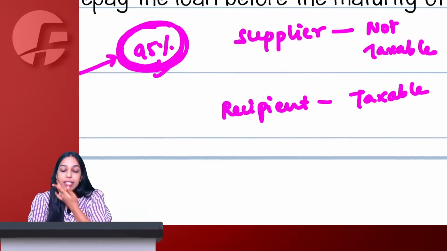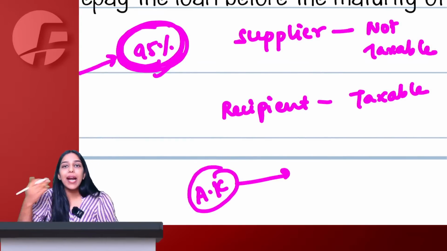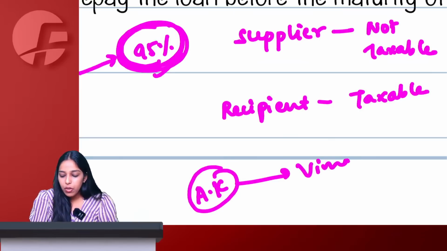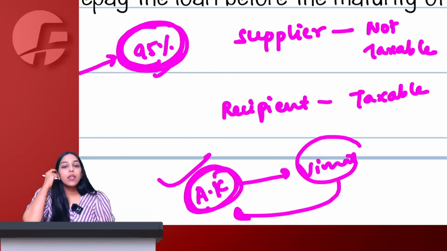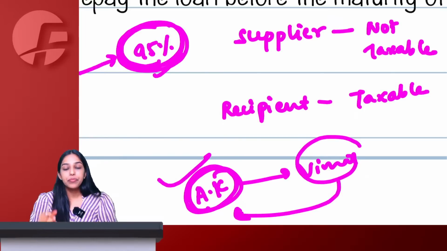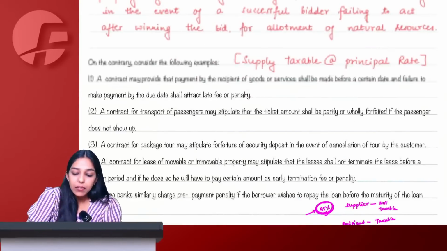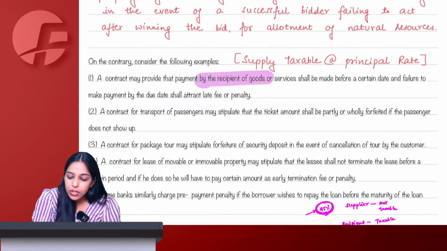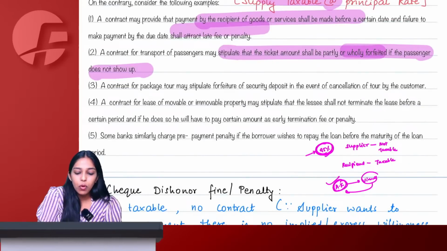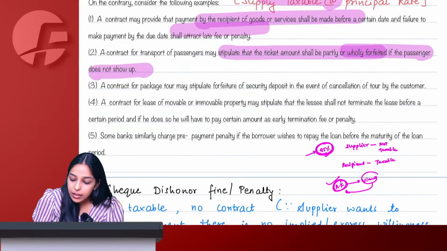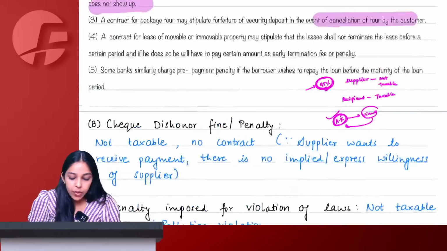We can take a simple example. Akshay Kumar was the supplier giving brand ambassador services to Vimal. Vimal gave consideration to Akshay Kumar. When Akshay Kumar breached, it was not taxable under GST. At the same time, these are all cases of the recipient: where the recipient is making a late payment to the supplier, it is taxable. The recipient is cancelling the ticket at the last moment, it is a supply. The recipient is cancelling the tour or the ticket or anything, it is a supply.